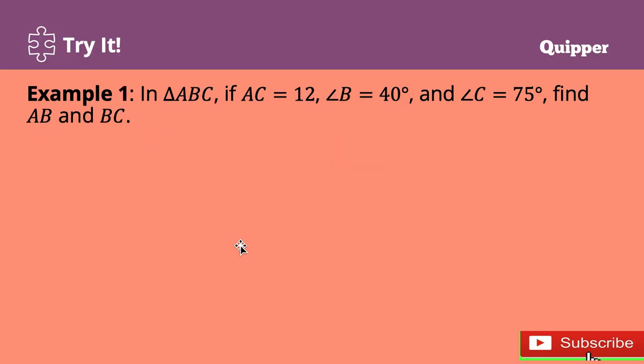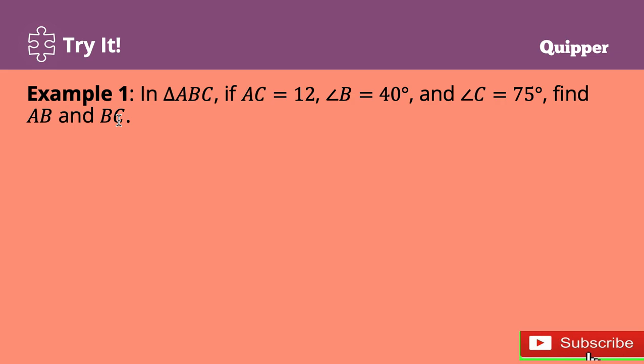Now let's try some examples about how to find the sides and the angle of an oblique triangle using the law of sine. For number 1, in triangle ABC, if side AC is equal to 12, angle B is equal to 40 degrees, and angle C is equal to 75 degrees, find side AB and side BC.